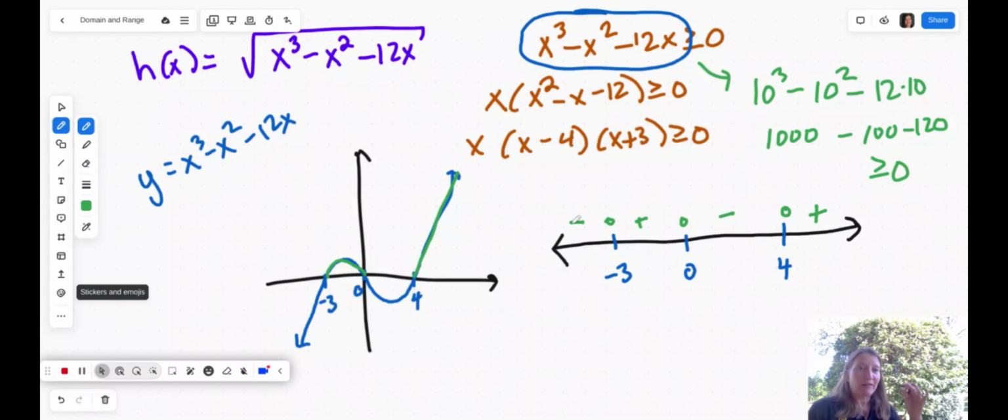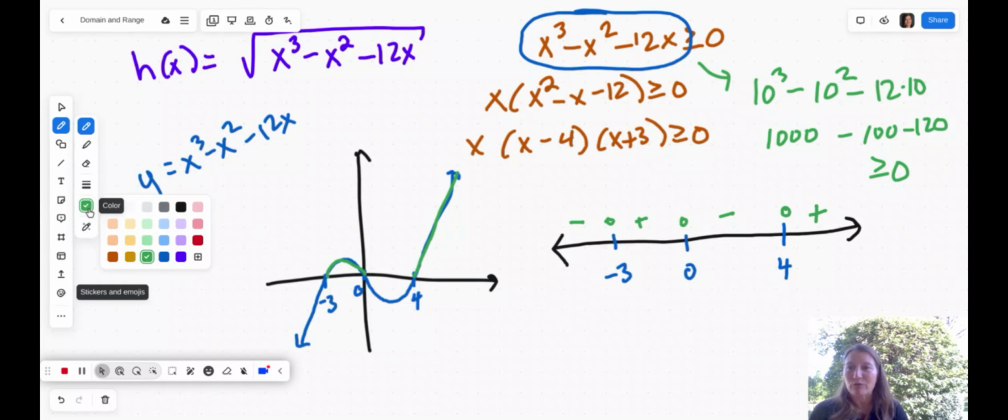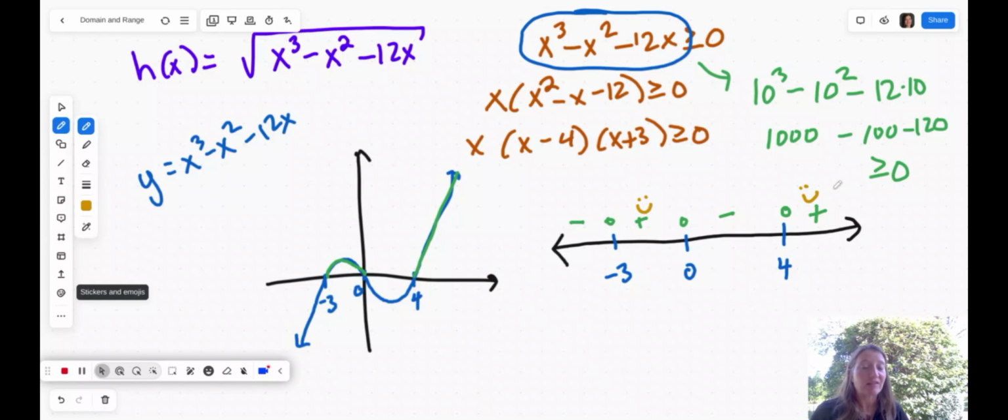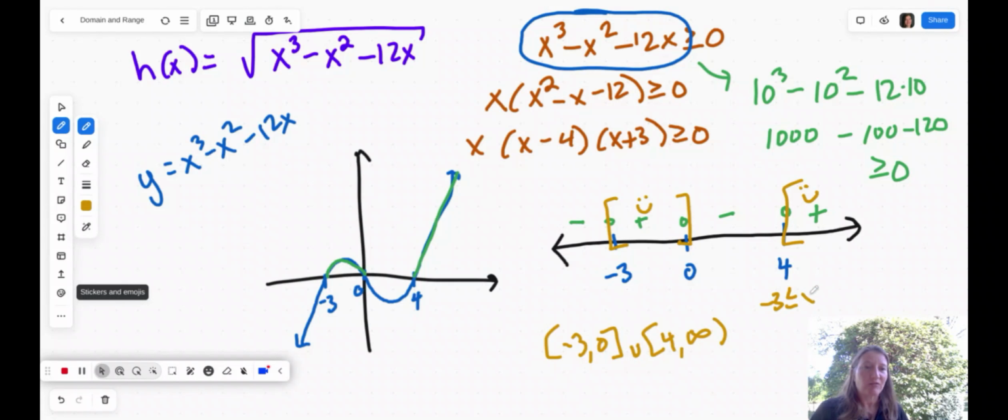Here's my fence post analysis, if you will, or my number line analysis, and I can see that the regions of the number line that are in the range that I want will be between -3 and 0 and greater than or equal to 4. Or I could have even said this: -3 is less than or equal to x is less than or equal to 0, and 4 is less than or equal to x.